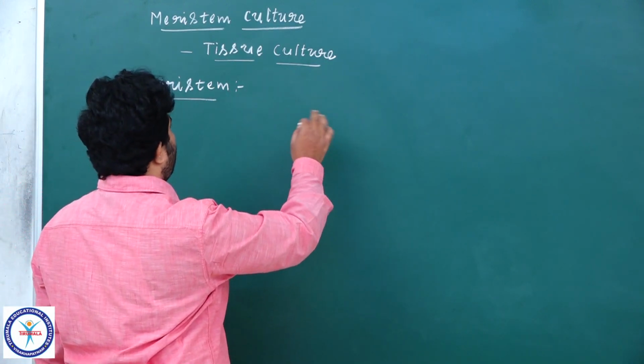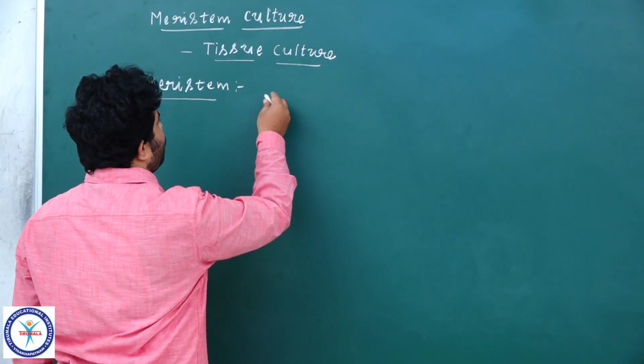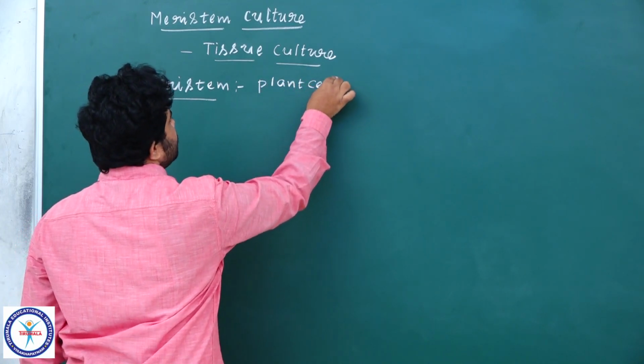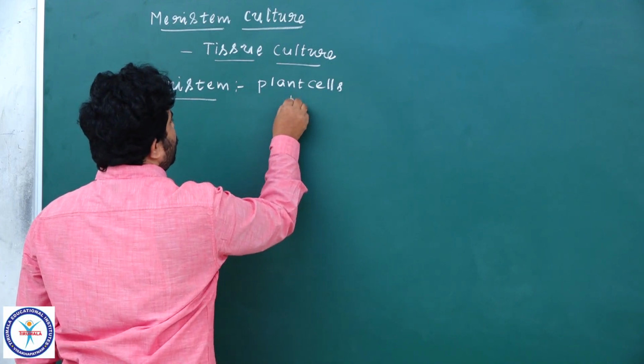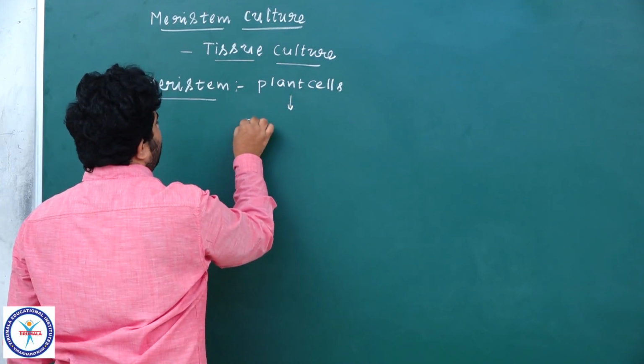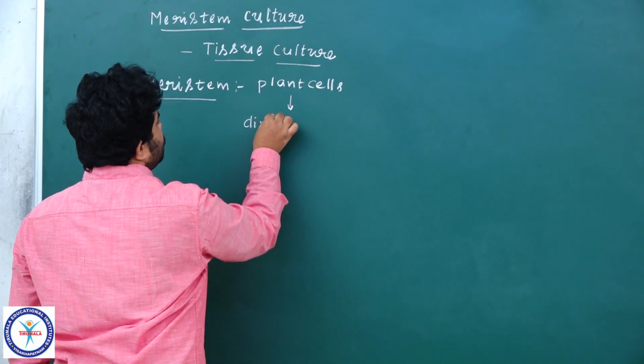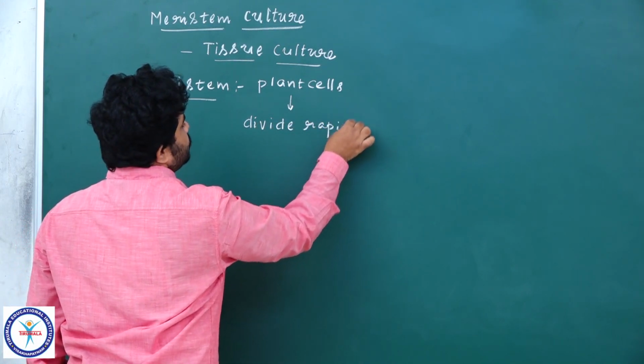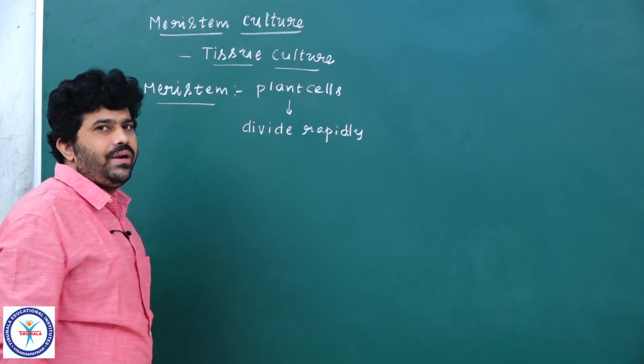Meristem is the property, the ability or capability, of plant cells which divide rapidly. Now you got the point students? Where the plant cells are going to be divided rapidly.